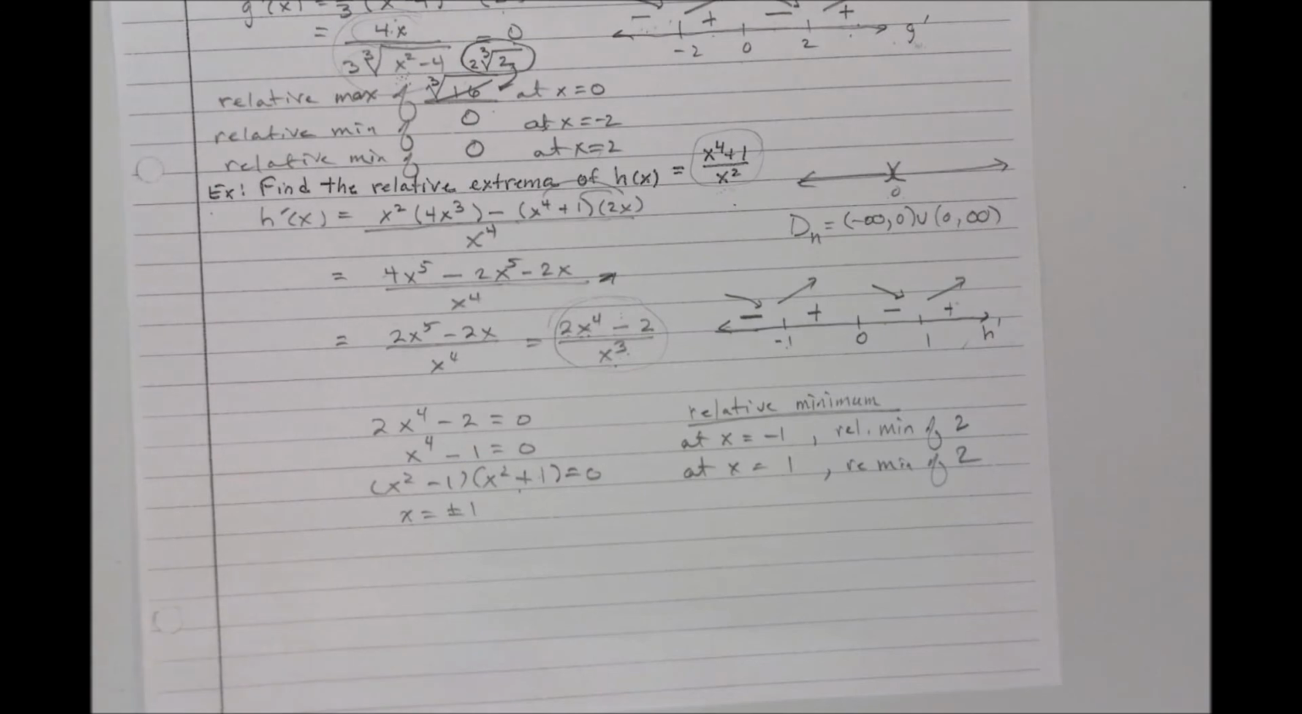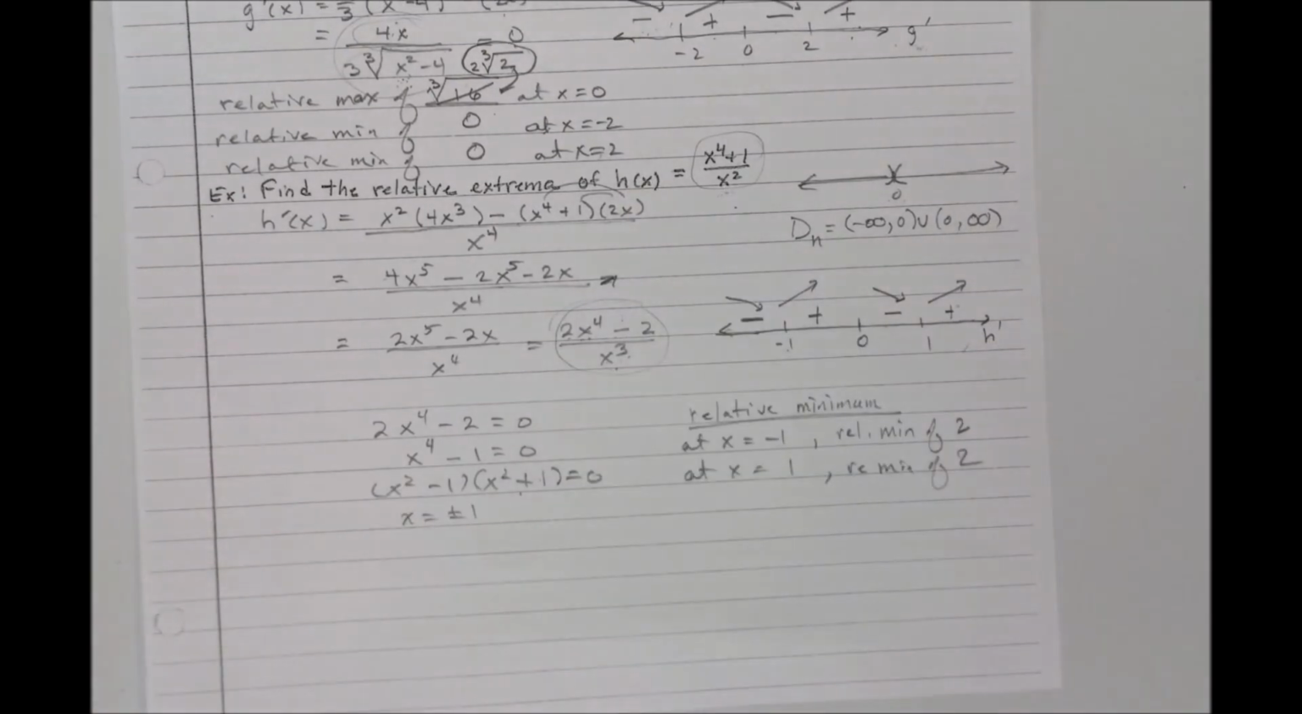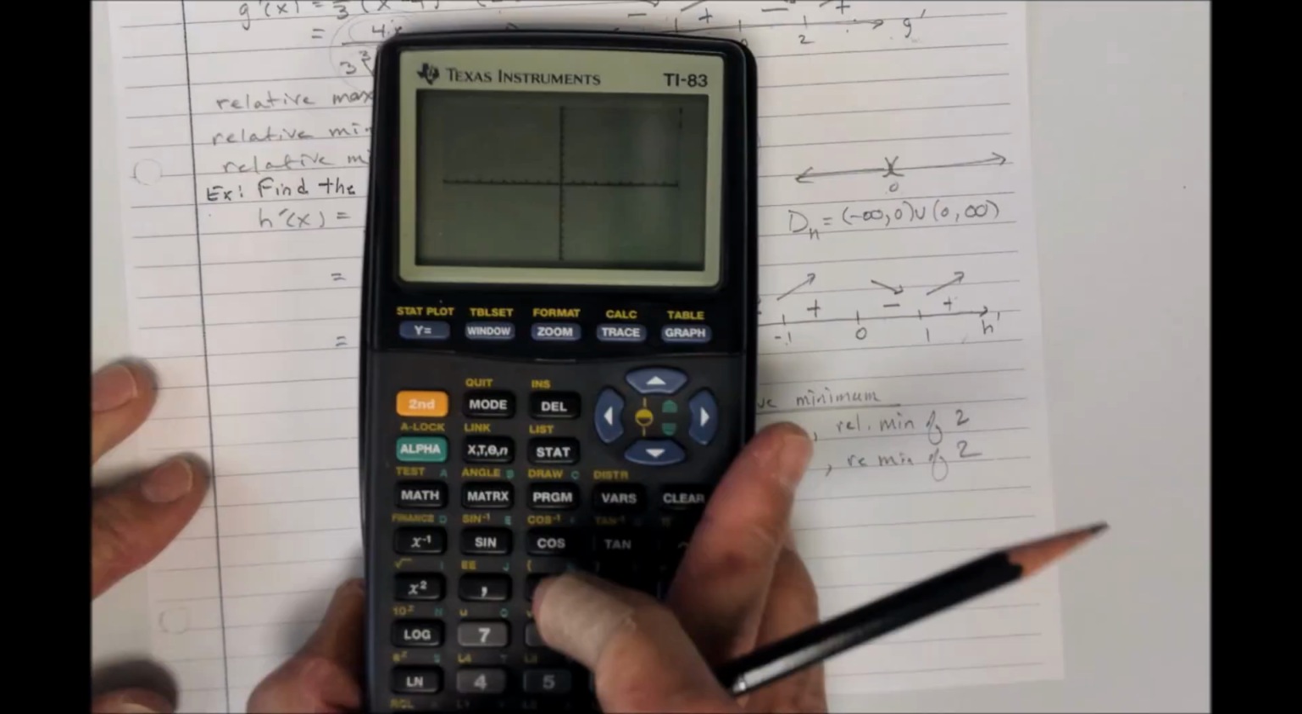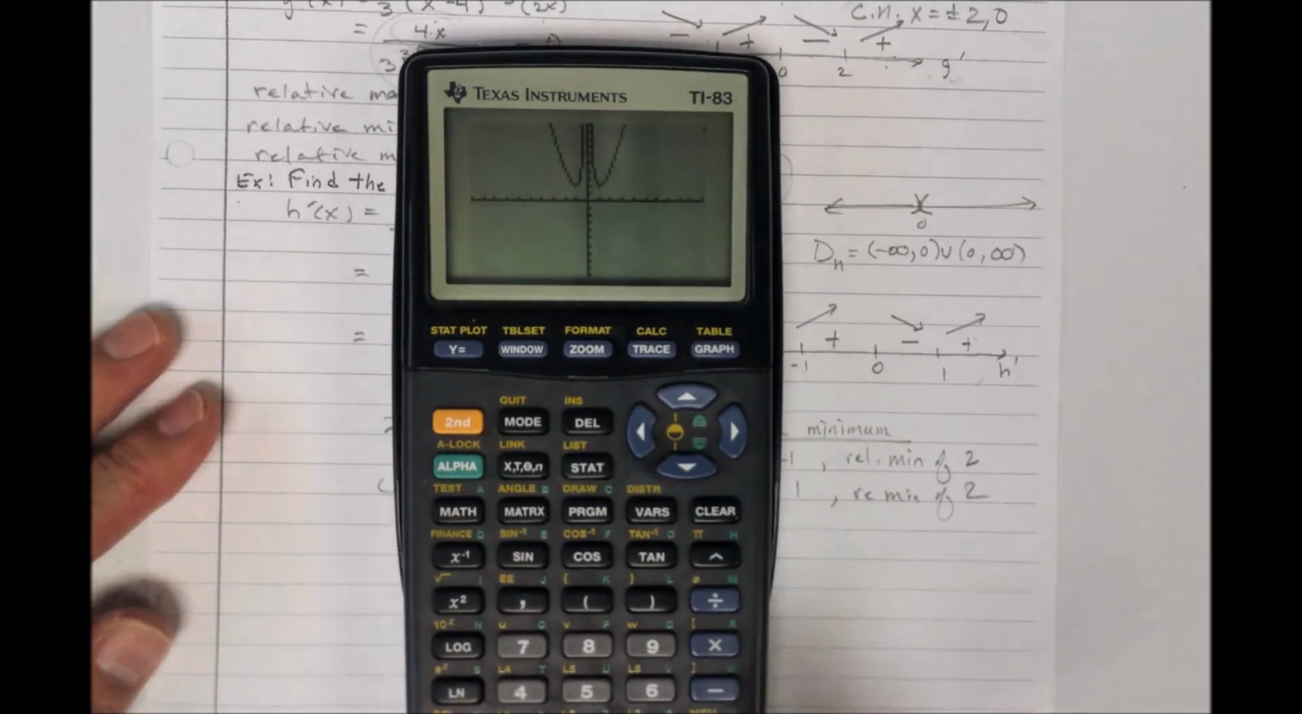Let me get my calculator out. Let's see if this backs it up here a little bit. So this is x to the 4th plus 1 divided by x squared. Oh, hang on. Let's try it. Would be nice if I plugged it in right. And let's see what the graph looks like here. Let's just start with a standard window and see if this is going to show it here. Oh yeah, this shows it nicely.